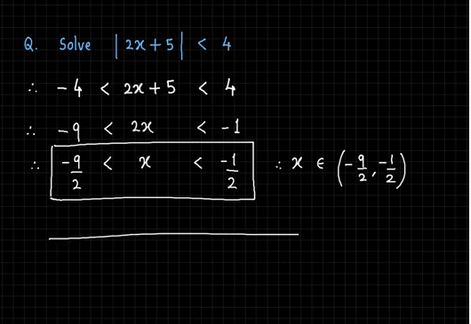And denoting graphically, here we show two values, that is minus 9 by 2 and minus 1 by 2, and since it lies between them and excluding the endpoints, so therefore we show hollow circle and darken the region between minus 9 by 2 and minus 1 by 2. So that's the required answer.